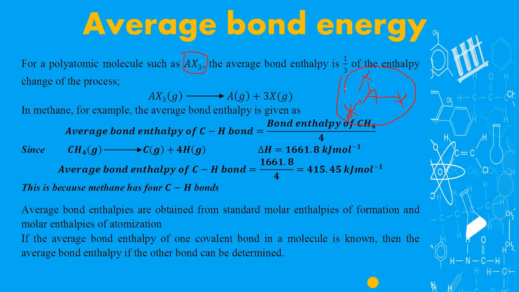Yes. Now, it has 3 A to X bond energies. This is what we mean. There are 3 A to X bonds. Now, to get the average bond energy of such a bond, we divide the bond energy of the 3 A to X bonds by 3. And that's why we are saying that the average bond enthalpy of such a compound is 1/3 of the enthalpy change of this process. You get what we mean?